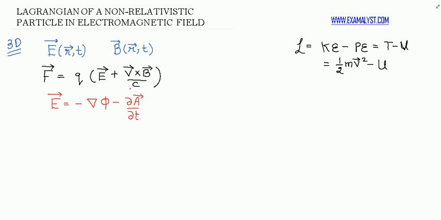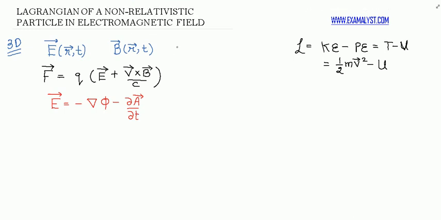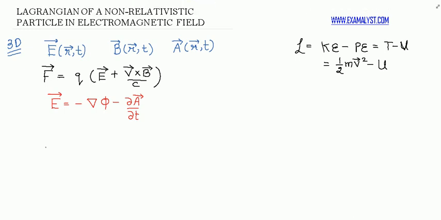Now the interesting thing is the A here is called the vector potential, and it's also a function of r and t. Remember, we are doing everything in 3 dimensions. Now we need to write one more relation, how the magnetic field is related to the vector potential. We know that the magnetic field is related to the vector potential as B equals del cross A.